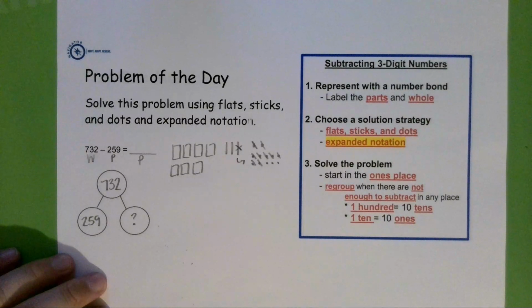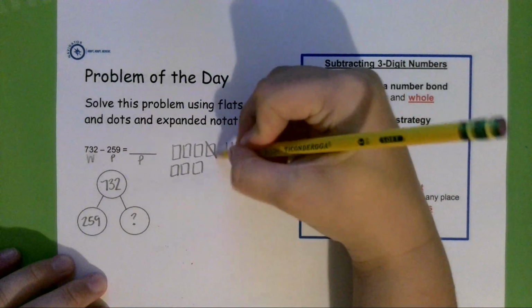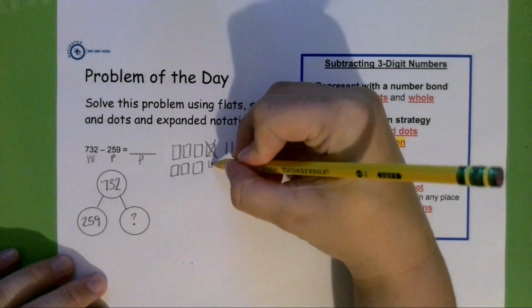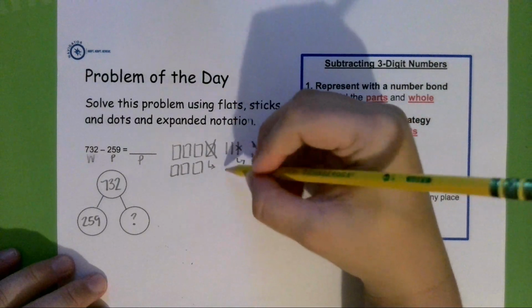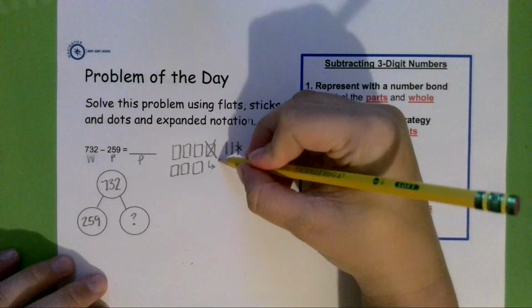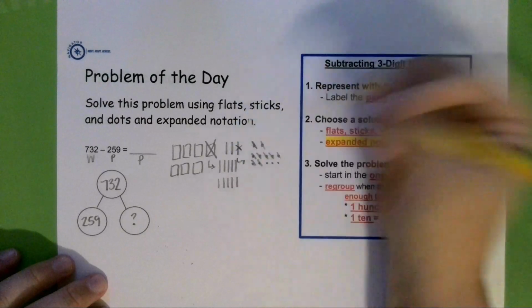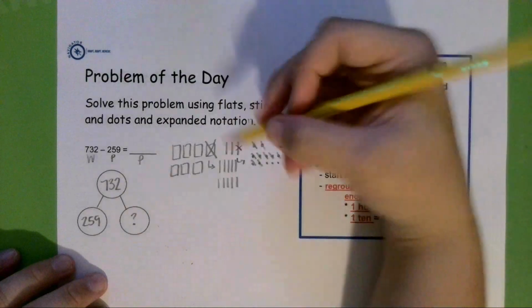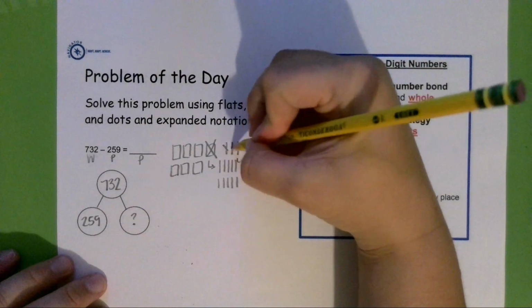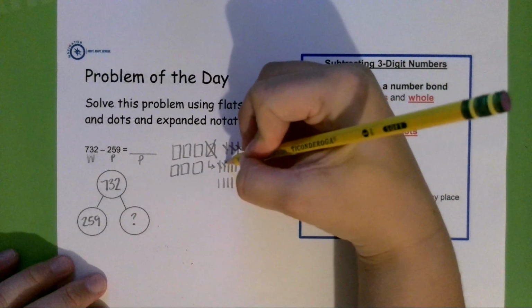Say it out loud. I bet you said we need to regroup a flat or 100 into 10 tens. And we can show it by crossing off a flat, drawing an arrow to the tens place, and drawing 10 sticks. Count 10 with me. 1, 2, 3, 4, 5, 6, 7, 8, 9, 10. Now let's subtract our 5 tens. Count with me. 1 ten, 2 tens, 3 tens, 4 tens, 5 tens.